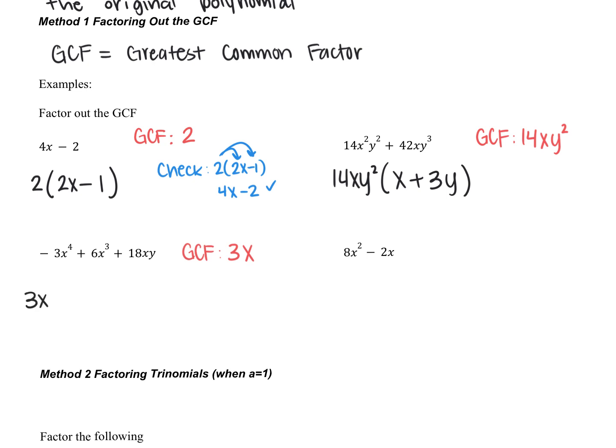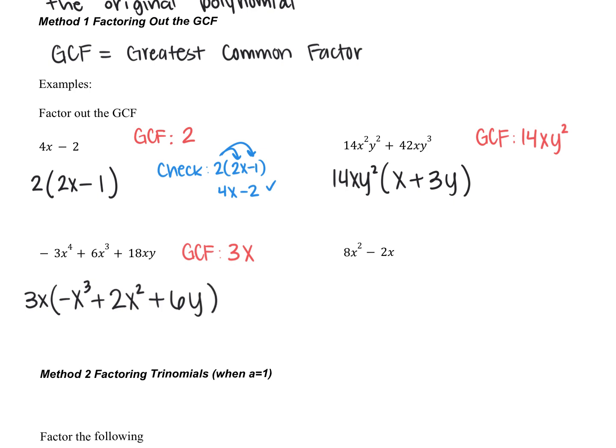So I have 3x, right? And then negative 3 divided by 3 is going to give me negative 1. X to the 4th divided by x gives me x cubed. 6 divided by 3 is 2. X cubed divided by x is x squared. 18 divided by 3 is 6. And then I've factored out the only x, and I still have my y.